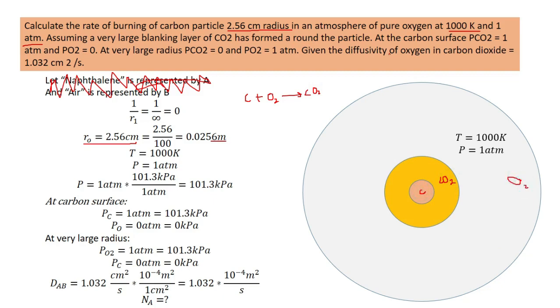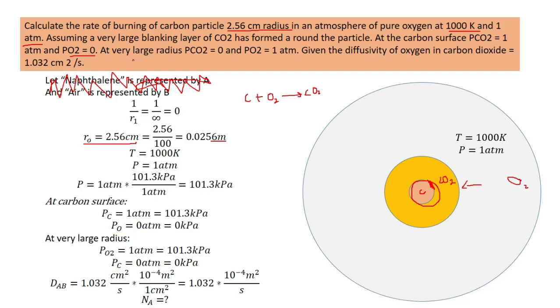At the carbon surface, this is the carbon surface here, the partial pressure of CO2 is considered as 1, while the partial pressure of oxygen is 0. As you can see, the oxygen can't reach because of the CO2 being formed around here. That's why we can say the partial pressure of oxygen is 0.